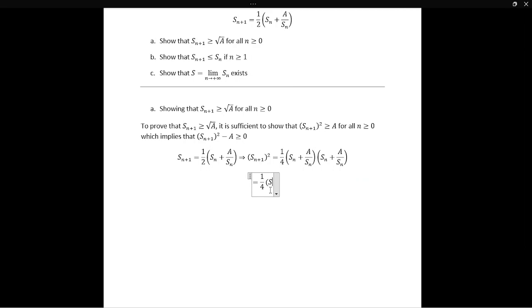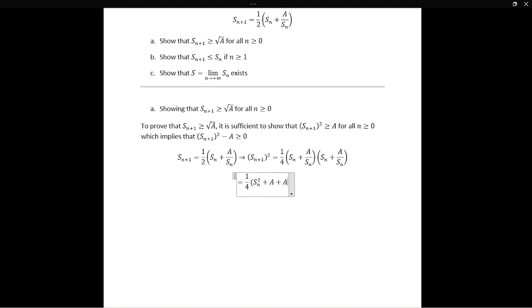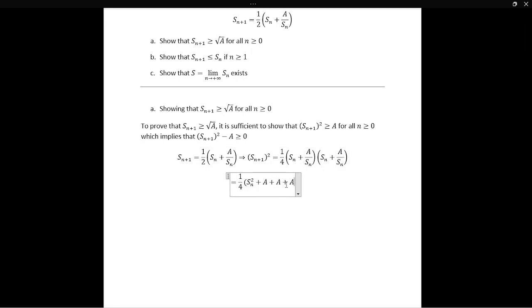s of n squared. Alright, now when we multiply s of n with a over s of n, we just get a, because the s of n's cancel. Now when we multiply a over s of n times s of n, we still get a. And then when we multiply a over s of n with a over s of n, we simply get a squared over s of n, all squared. So if I write this down, it is s of n squared plus 2a plus a squared divided by s of n squared.